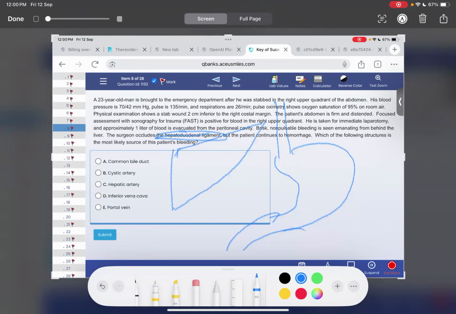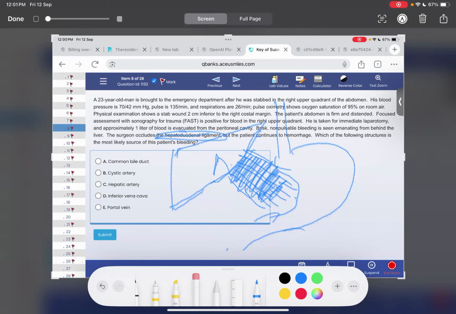There is a liver over here, right? So there is a ligament that is present over the lesser omentum, like this: the hepatogastric ligament, and the other type is the hepatoduodenal ligament. Two ligaments are present over here in the lesser omentum. The lesser omentum is divided into two parts: hepatoduodenal and hepatogastric.